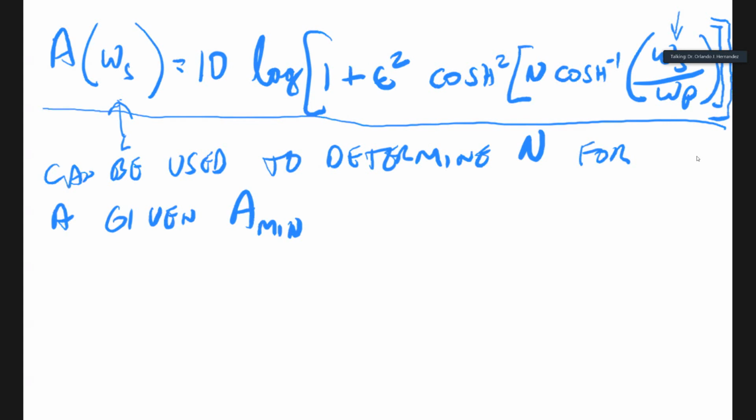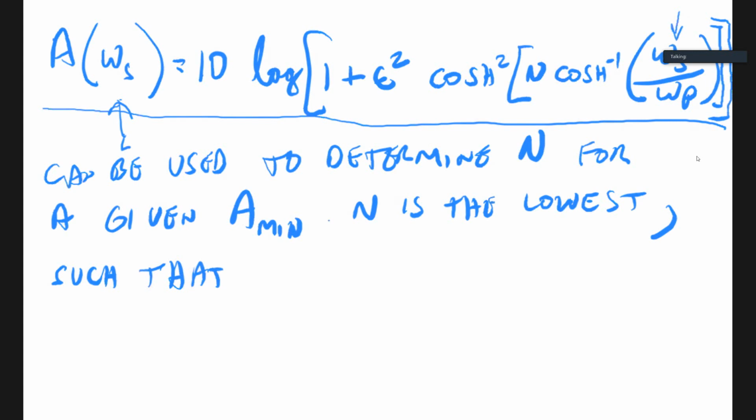Okay? So n is the lowest possible. You also want to have n as low as possible because that simplifies your design, such that at the stop band your attenuation is greater than the minimum attenuation that you're trying to accomplish.